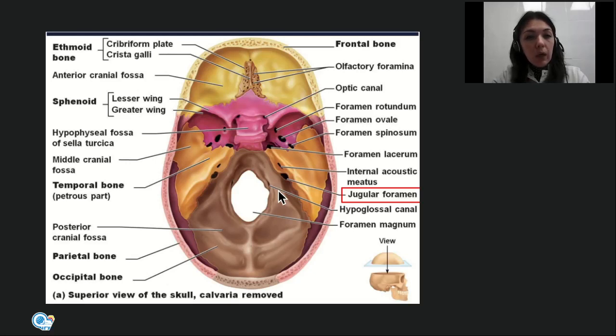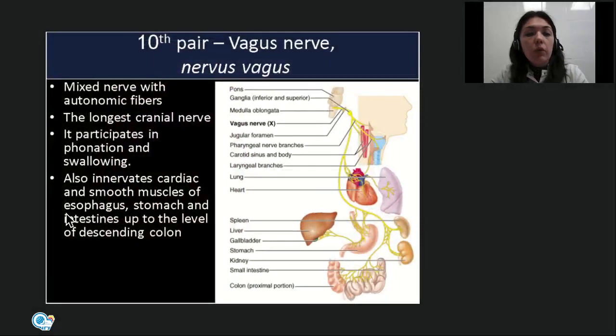Okay. So the 10th pair of cranial nerves is the vagus nerve, nervus vagus. It is a mixed nerve with autonomic fibers. And if we translate vagus from the Latin, it's actually, we can say, the lost nerve, the nerve that was lost. Why is it named like that? Because it is the longest cranial nerve.